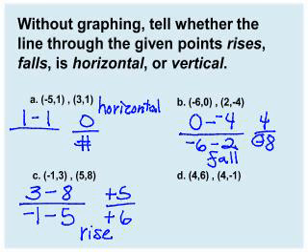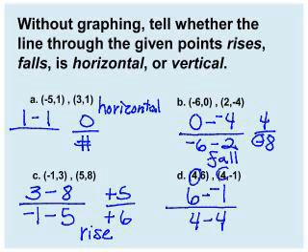And last but not least, in example D, again, I take my y minus my y over my x minus my x. And I've noticed something again. My x's are the same, which is going to give me a 0 in the denominator, which again is not possible to do the math. So it has an undefined slope, so it is a vertical line.